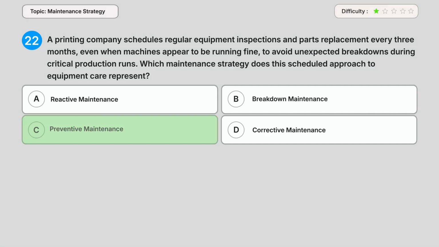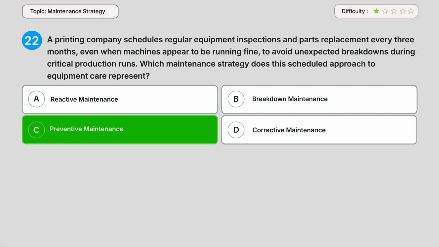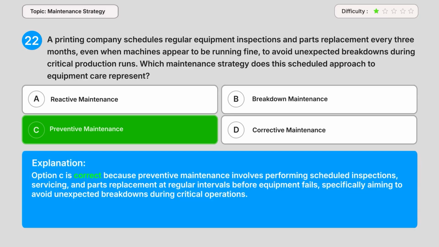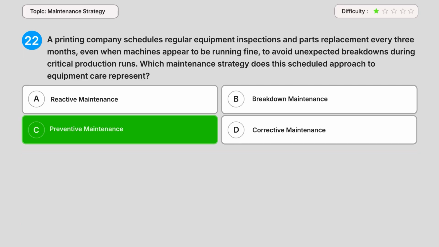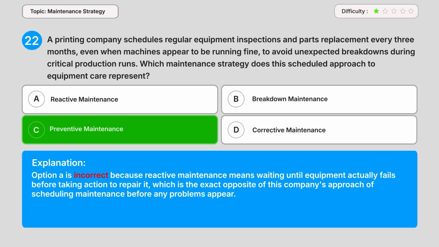Correct answer: C. Preventive maintenance. Explanation: option C is correct because preventive maintenance involves performing scheduled inspections, servicing, and parts replacement at regular intervals before equipment fails, specifically aiming to avoid unexpected breakdowns during critical operations. Option A is incorrect because reactive maintenance means waiting until equipment actually fails before taking action to repair it, which is the exact opposite of this company's approach of scheduling maintenance before any problems appear.